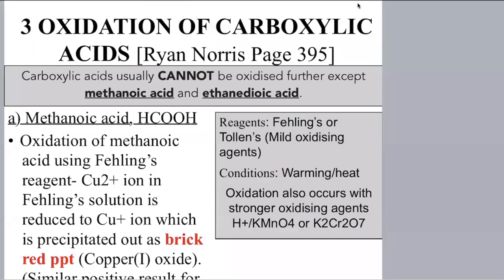Next, this is the observation that we are supposed to see when we use the Fehling's reagent, okay? So Fehling's reagent contains Cu2+ in a solution, okay? What happens is the Cu2+ in Fehling's reagent will be reduced to Cu+ ion, because Fehling's oxidizes methanoic acid. Fehling's itself will be reduced, okay? So you go from Cu2+ to Cu+, and you will observe a brick red precipitate, okay? The brick red precipitate is actually the color of your Cu+.